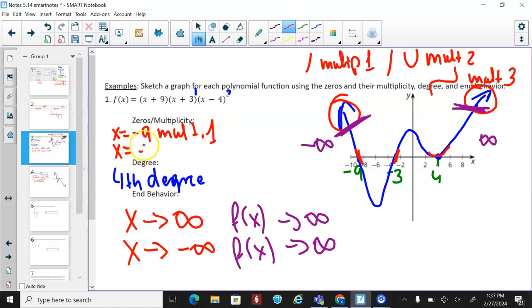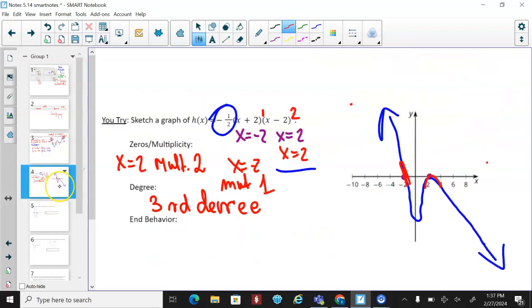You had x equals -3, and the multiplicity was 1. And you had x equals 4, and the multiplicity was 2. Okay? All right, and then again, this is a third degree function, which means it's an odd function, which means the ends are going to go in the opposite direction.